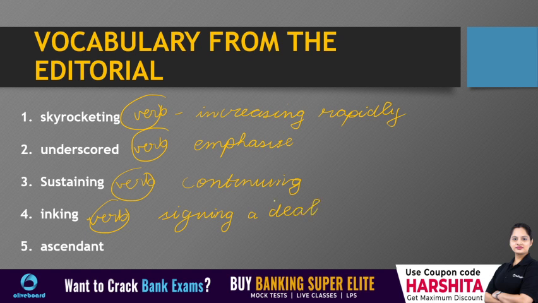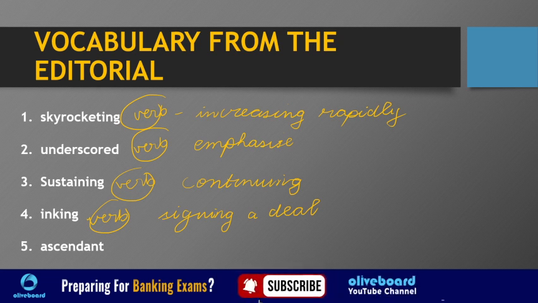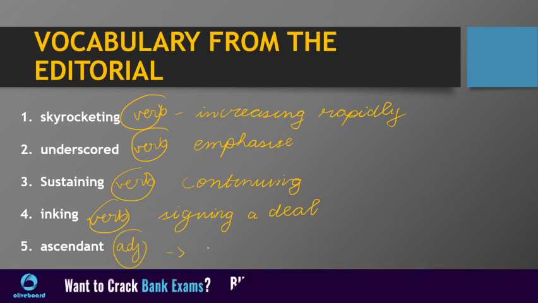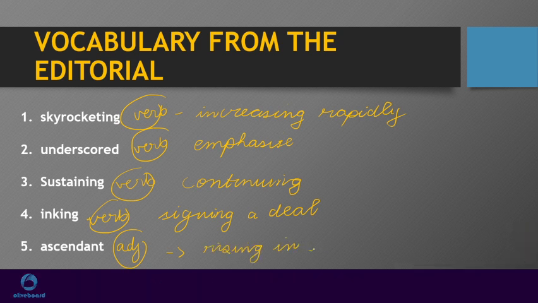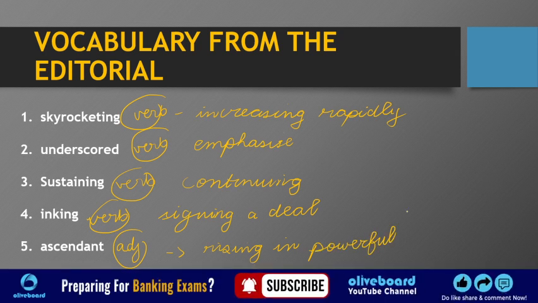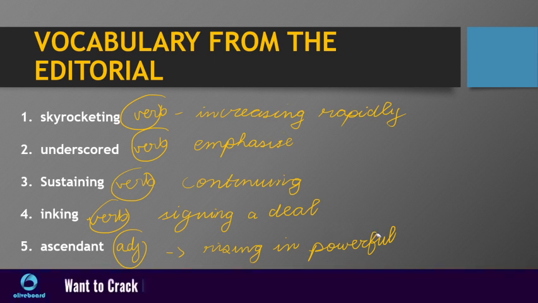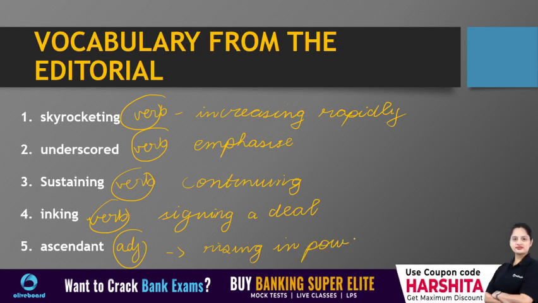Okay. Ascendant is in ascendant, like as a noun we used it. Is on the rise, actually an adjective, rising in power. Ascendant, rising in power, becoming increasingly successful. Something which is becoming increasingly successful. Rising in power, or you can also say increasingly becoming successful. So these are very important words.